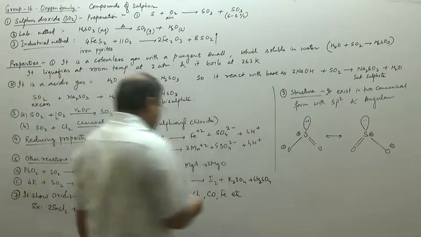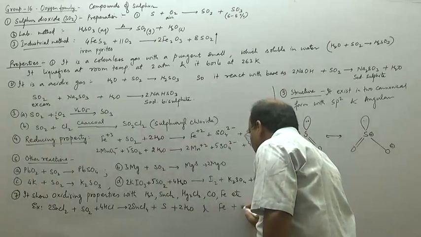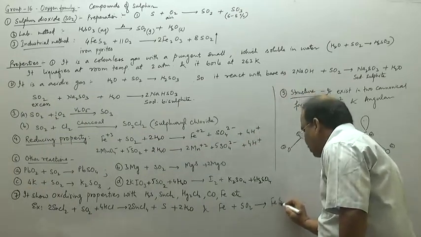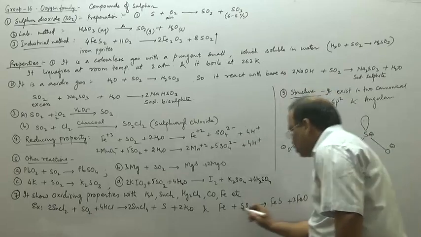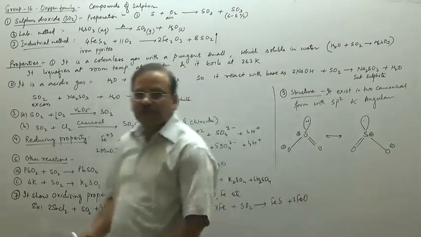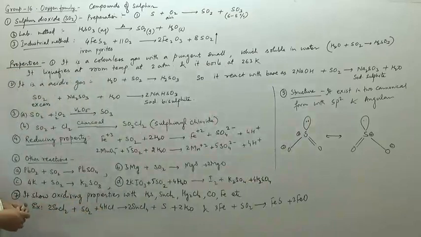And with Fe, we know that if we react with SO2, it is also going to react like this. We are going to get FeS plus twice of FeO. So I require this. These are a few examples of the oxidizing properties for these elements.